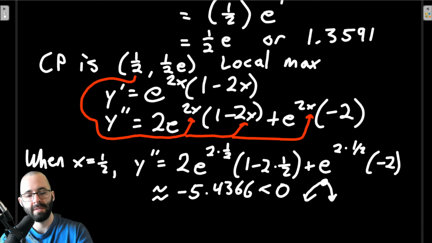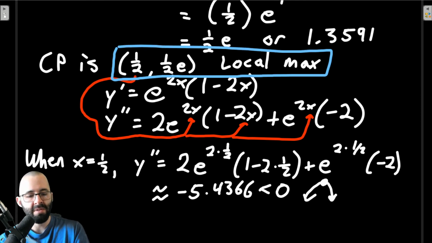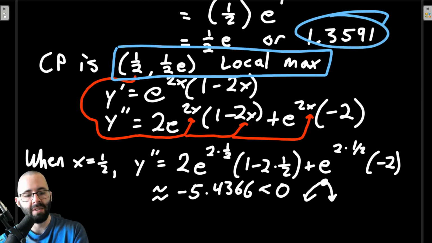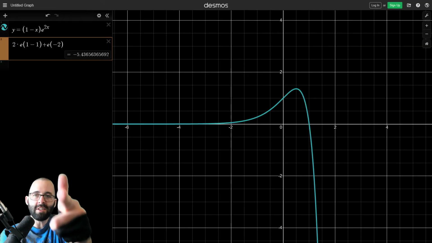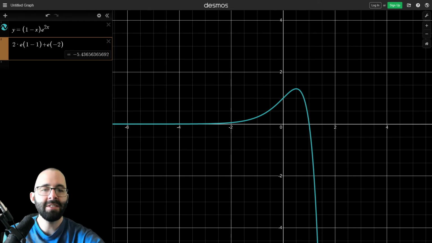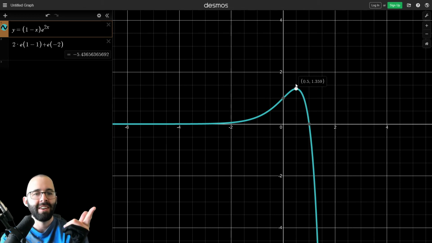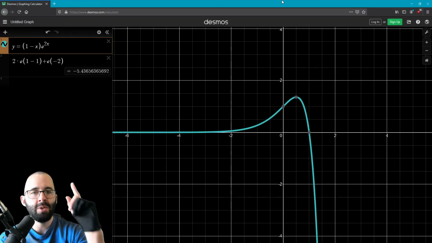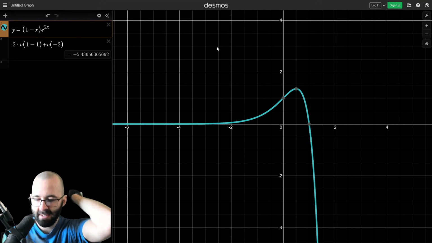And there we go. And again, we're going to check our answers. The point 1/2, and remember 1/2 e is about 1.35. Is there a local max on this graph? Well, there's the graph. Ah, there is a local max. Where's that local max? It's right here. Ooh, 1/2 and 1.359. Great. There it is. You can see it in all of its glory that we indeed found and classified it. No problem. Pat yourself on the back.